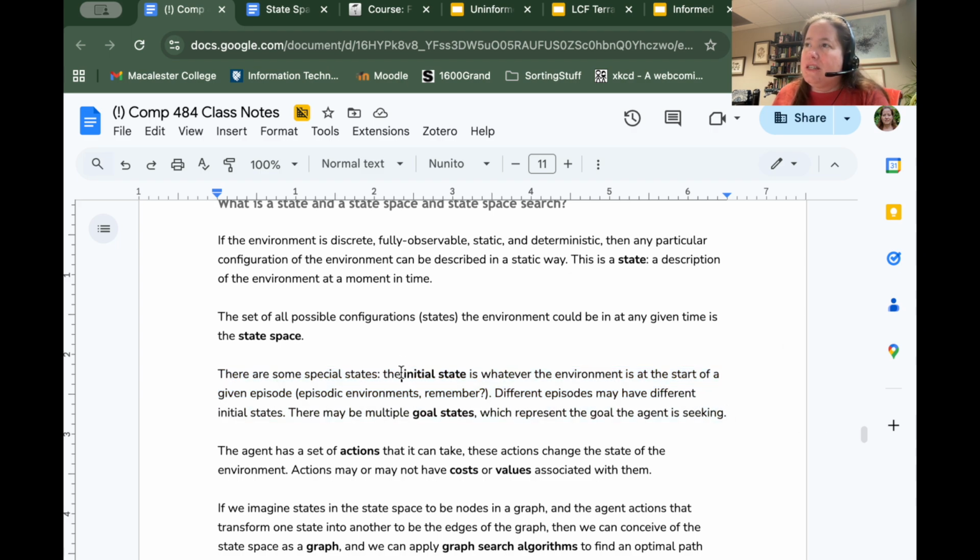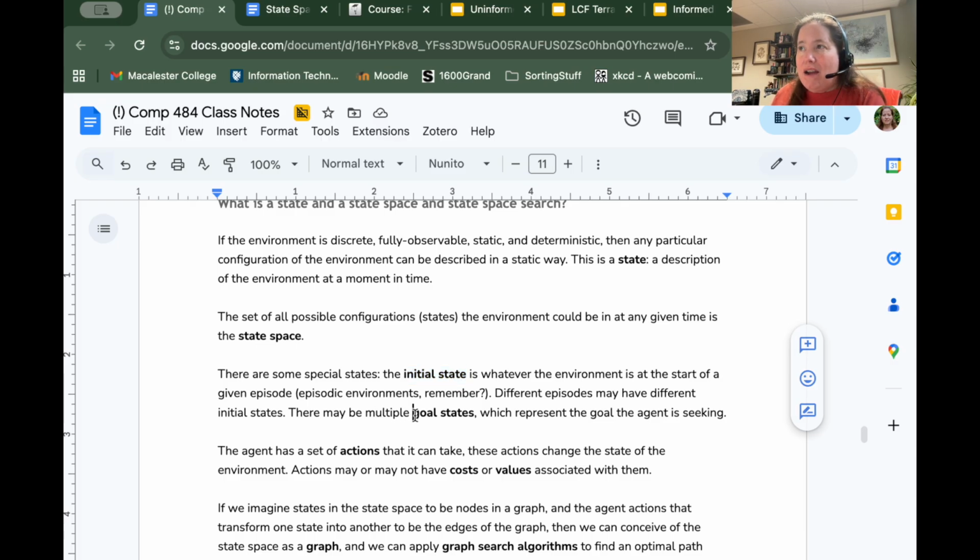There's the initial state. That just describes the beginning of the current episode. Where are we at the start of our problem solving? That state is special because it's where we begin our search. We start with where we're at and we go from there. Different episodes may have different initial states. They might have different start states.